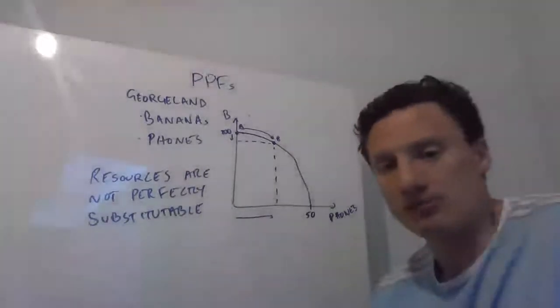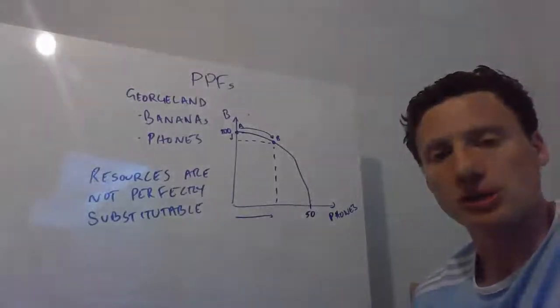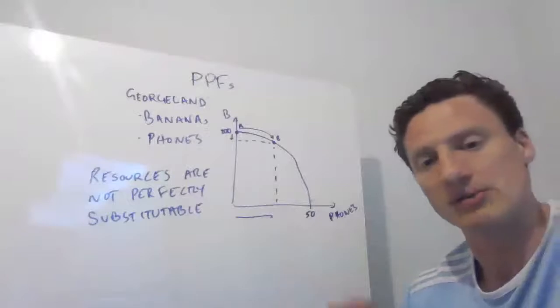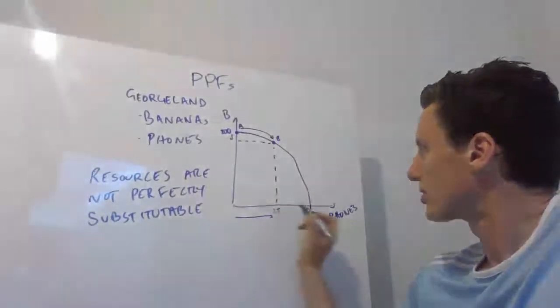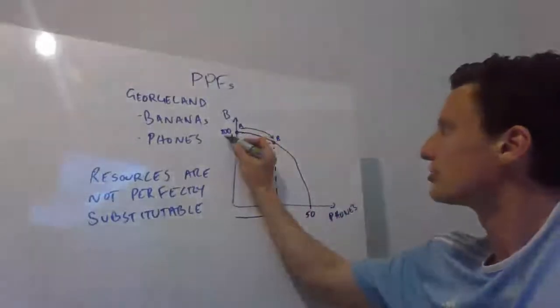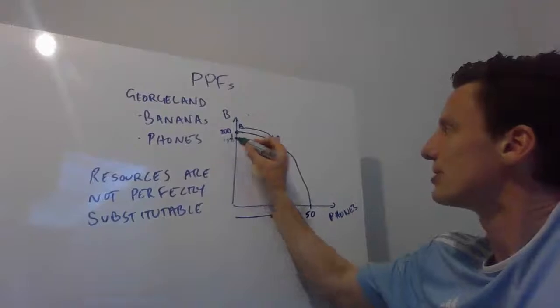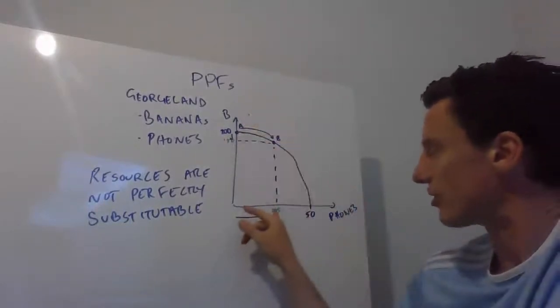Now, I'm only going to give some numbers here to illustrate the point, but the specific numbers themselves are not the point. It's more the idea that's important. So I don't know, maybe we're gaining 25 phones, but we're only giving up 20 bananas. So there's a relatively small change there for a large change there.